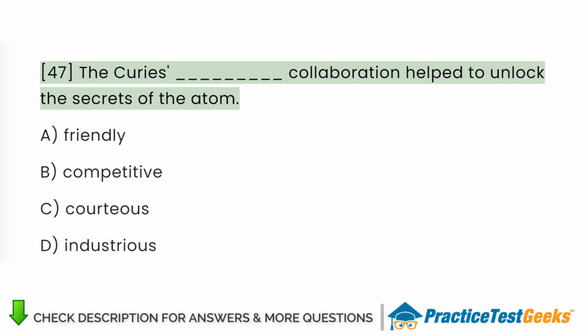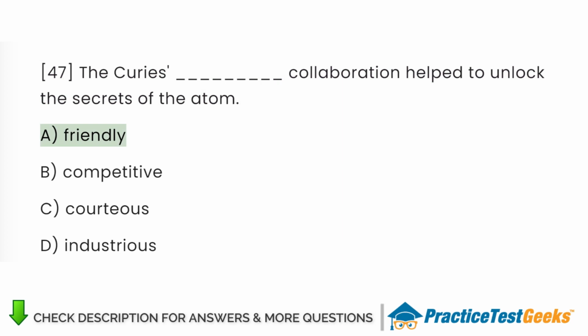The Curie's collaboration helped to unlock the secrets of the atom. A. Friendly. B. Competitive. C. Courteous. D. Industrious.